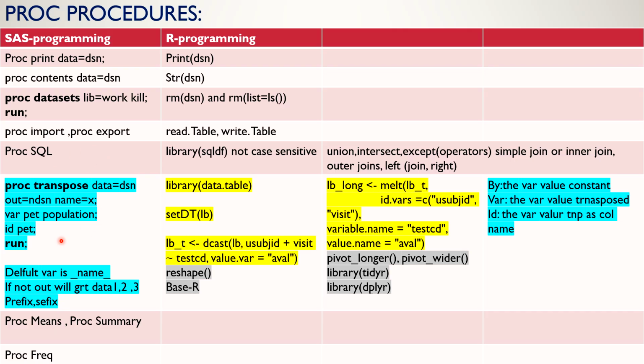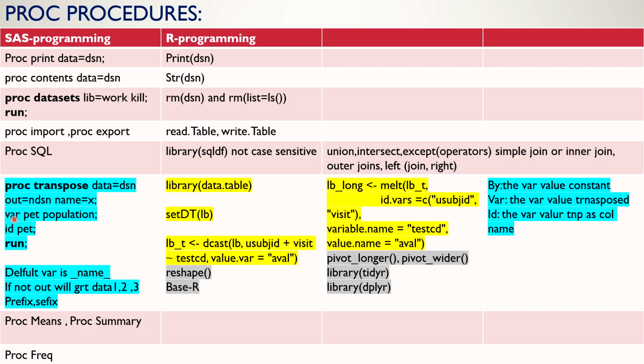Okay, so this is the code: proc transpose data equal to dataset name, out equal to new dataset name, NDSN meaning new dataset name. If you don't write out, then the output will be named like data1, data2, in that way. Here name equal to x: _NAME_ is the default variable, so if you want to change that variable name, we can write it this way.